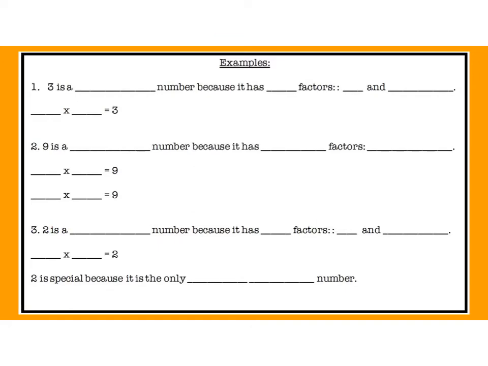Let's look at a few examples together. 3 is a prime number because it has two factors, 1 and itself. So we could say 1 times 3 equals 3.